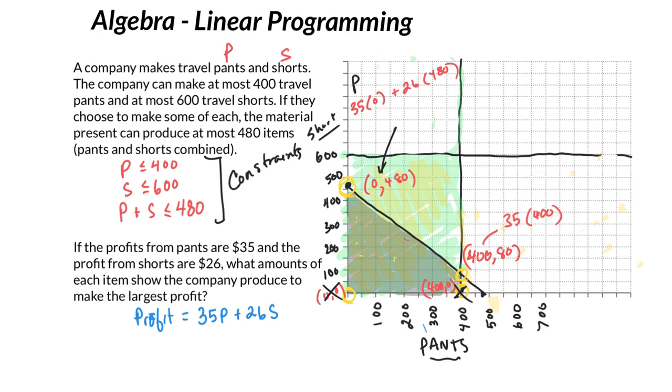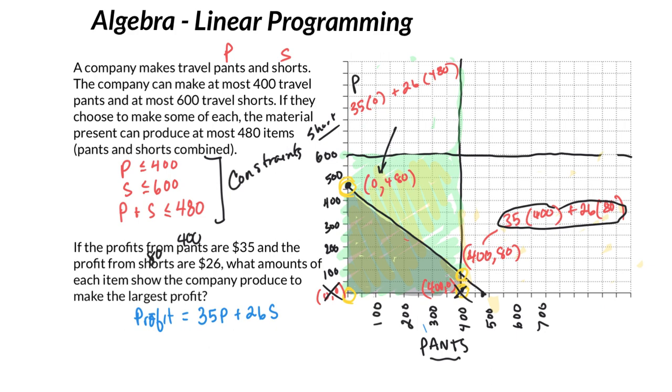pants and 80 shorts. Now, we could also just think of the logic here, and I'm going to circle what the answer is. In both of these vertices, we made 480 products. Here we made 480 of something that made us less money. Here we made the absolute maximum amount of something that made us more money, and then we filled out the other 80 items with the other. So obviously, I hope from a logic standpoint, this is the mix. We should make 400 pants, and we should make 80 shorts.